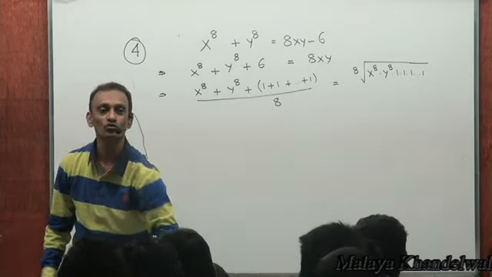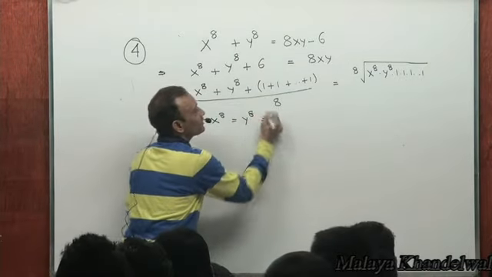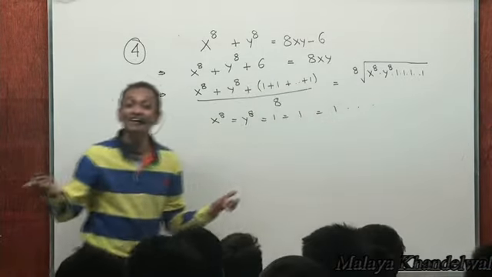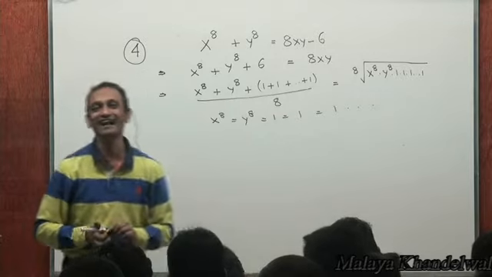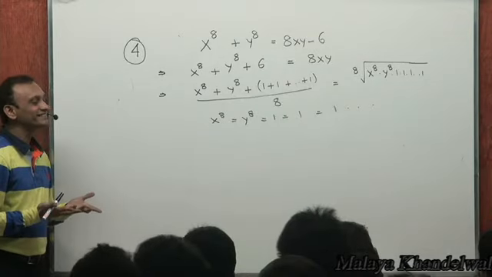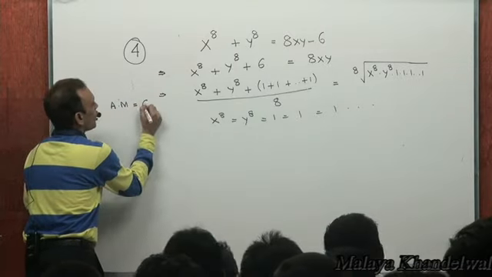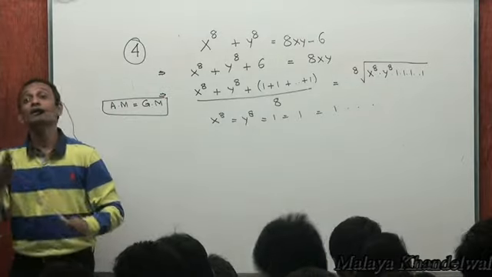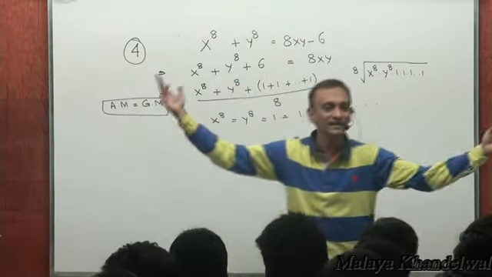Yes or no? Yes. That means x^8 will be equal to y^8, equal to this one, equal to all the ones. Each is 1, therefore x equals y equals 1. Much ado about nothing. AM equal to GM. That's what this statement is. For non-negative numbers, AM will be equal to GM only if the numbers involved in the AM-GM are all equal.